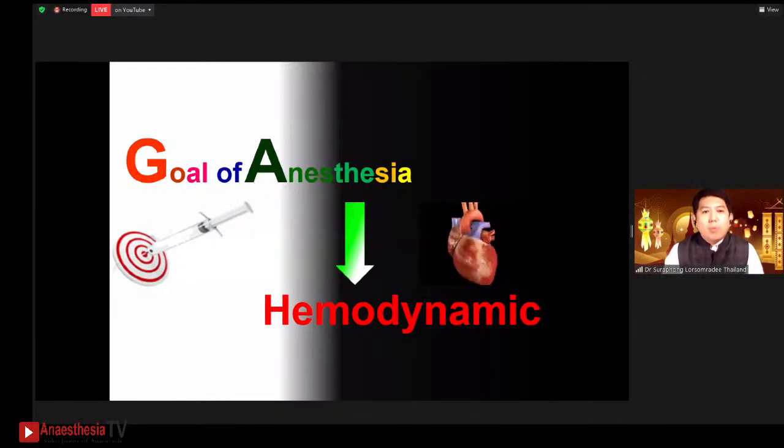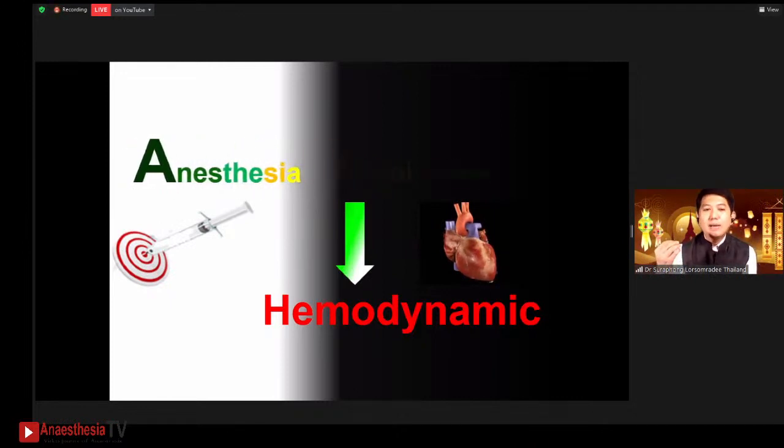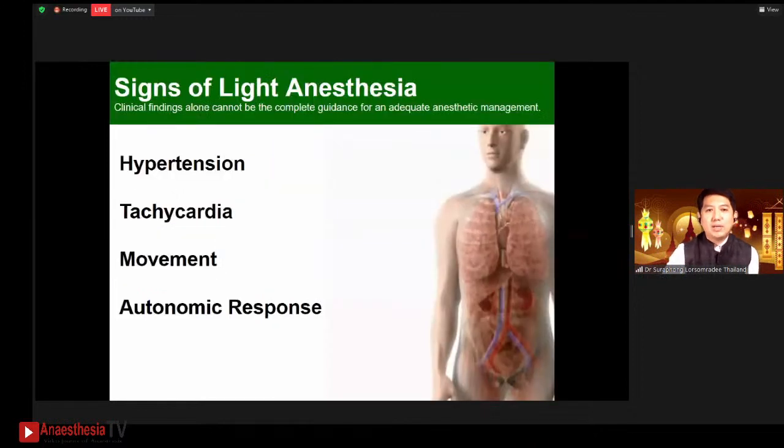One of the most important things before we analyze the hemodynamics is we have to understand our goal of anesthesia first, because many people thought that we have to control anesthesia to control hemodynamics. Actually not. We just control anesthesia to be the optimized anesthesia first. If we make sure the anesthesia is perfect, we go to the next step to optimize the hemodynamics.